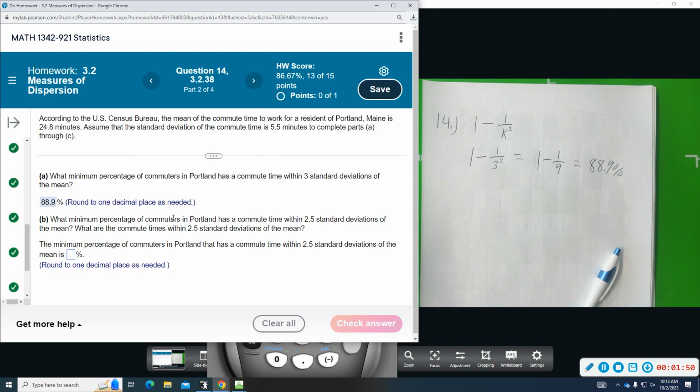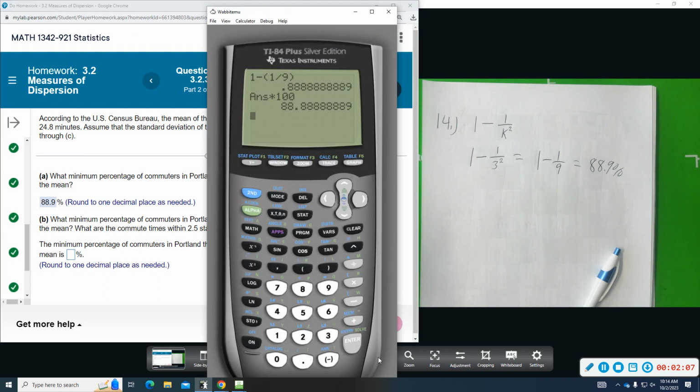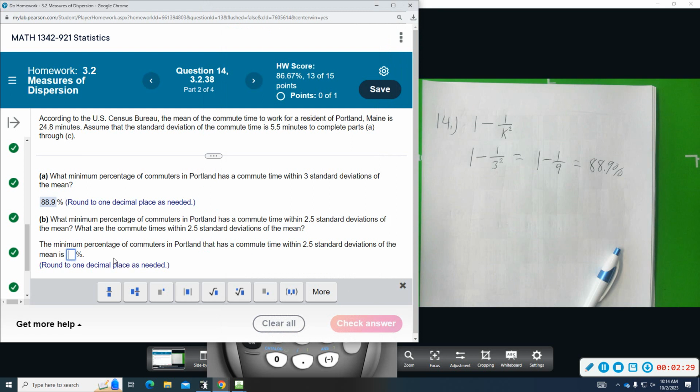Part B, what's the minimum percentage of commuters commute within 2.5 standard deviations of the mean? And what are those commute times? Okay, so we'll do the same thing, Chebyshev's. I'm going to do second enter. I'm just going to recall what I last did, and I'm going to type over this. I'm going to do 2.5, but I'm going to square it. So instead of doing that math, I'm going to let the calculator do it. I'm going to get 0.84, so 84%.